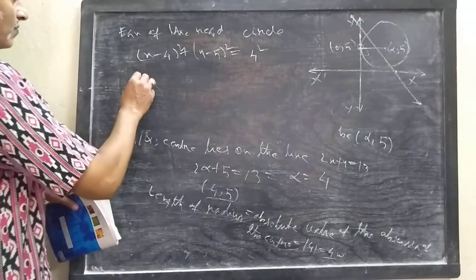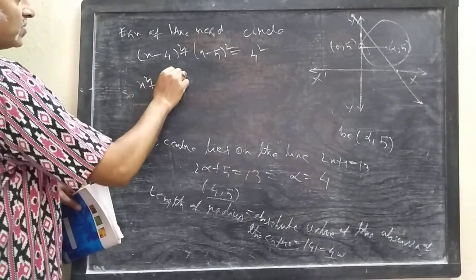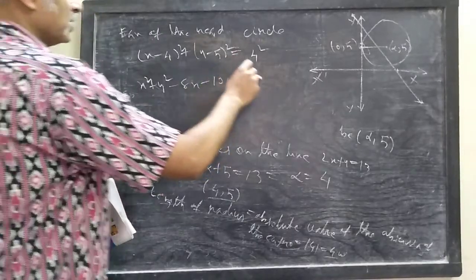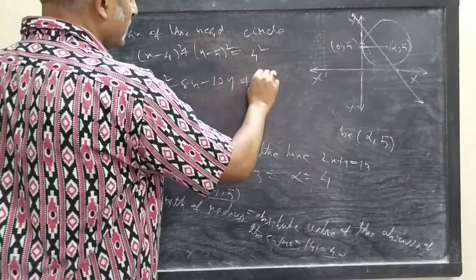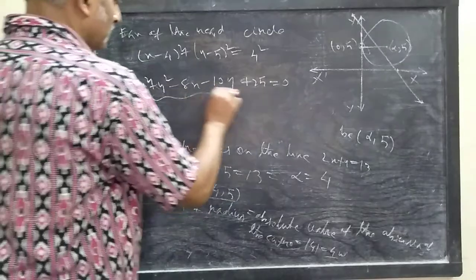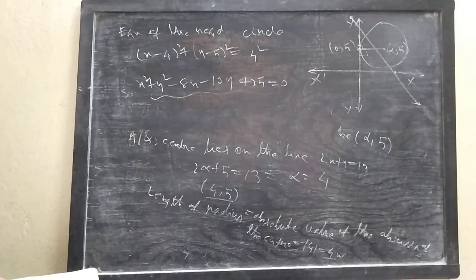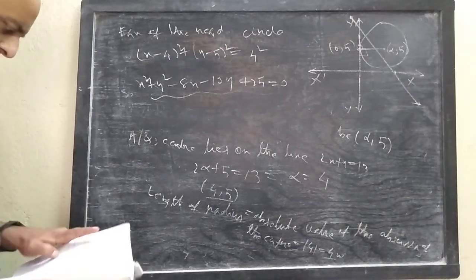You get x square plus y square minus 8x minus 10y plus 25 equals to 0. This is your answer. X square plus y square minus 8x minus 10y plus 25 equals to 0. Next question.